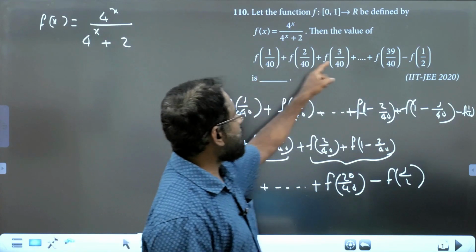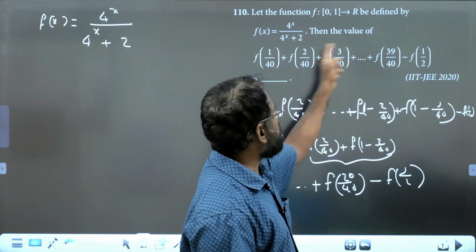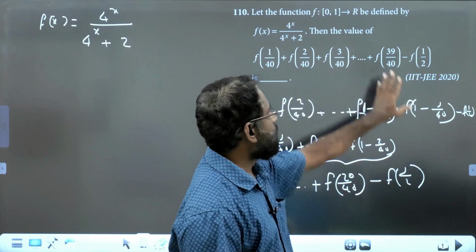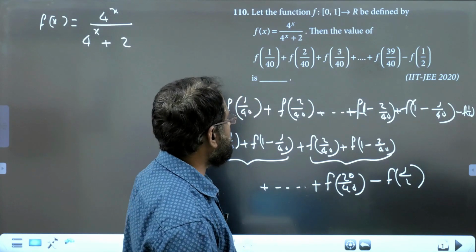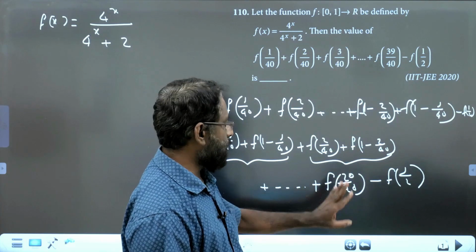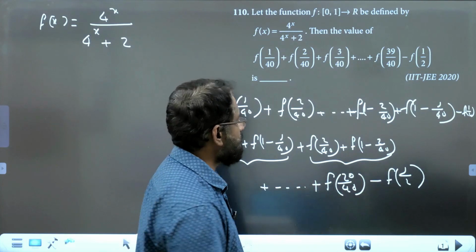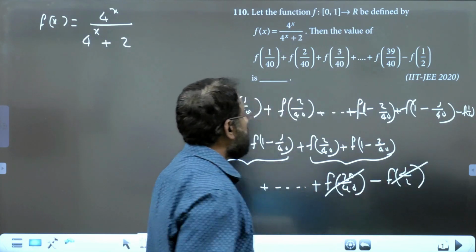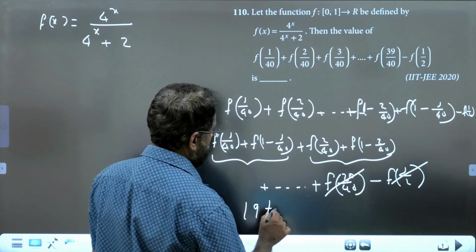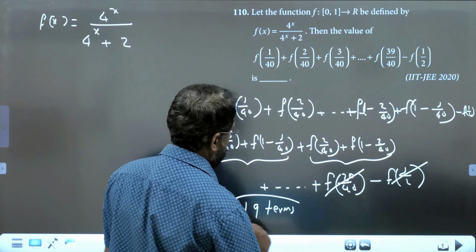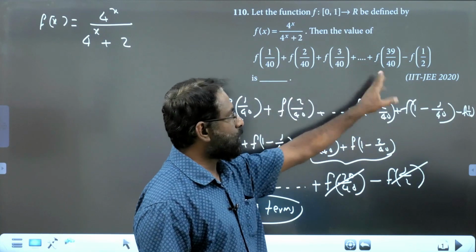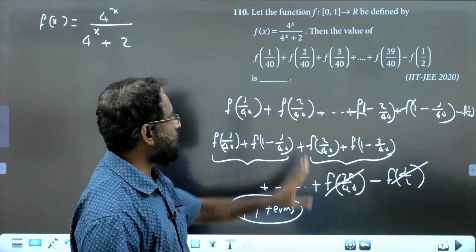Here, in total how many terms are there? 1 to 39, that is 39 terms, plus one more term, f(1/2), that is 40 terms. f(20/40) is f(1/2), so it cancels with minus f(1/2). The remaining will be how many terms? In total there are 38 terms, since 2 terms are cancelled.